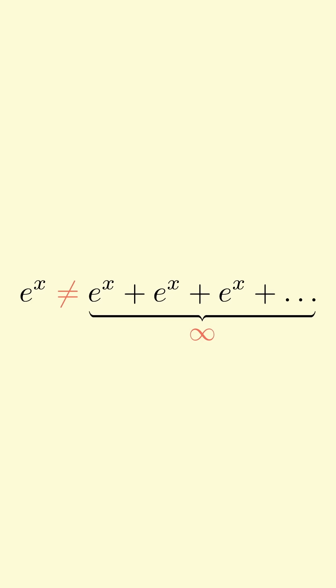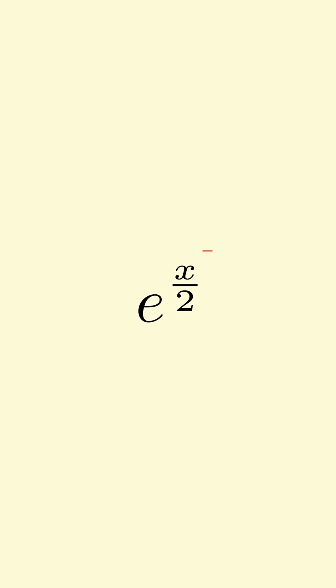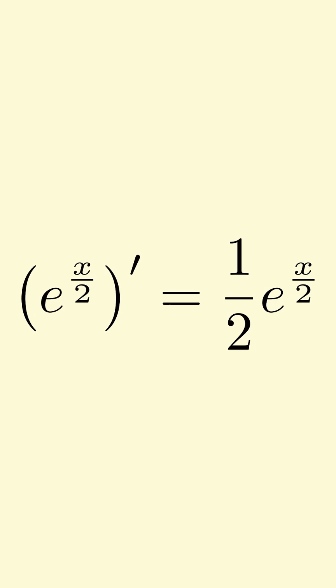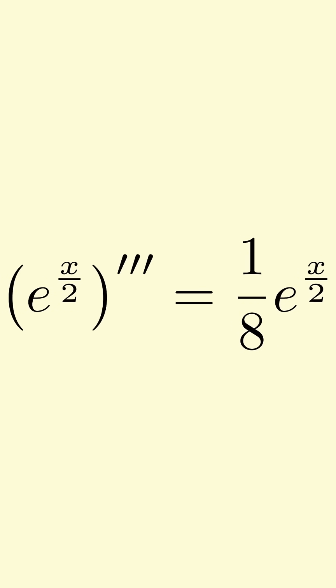To solve this issue, we will add coefficients in front of each term of e to the x to make this sum converge. The way we'll do this is by altering the exponent of our function to be x over 2. Because of the chain rule, every time we take a derivative of this function, it corresponds to multiplying the previous derivative by a factor of 1/2. So here is the infinite sum of all the derivatives of our function e to the x over 2.